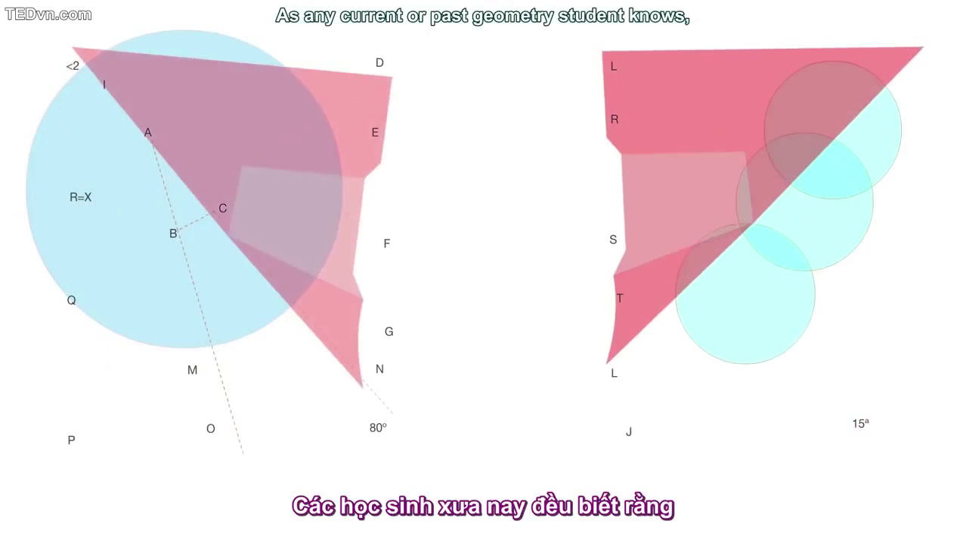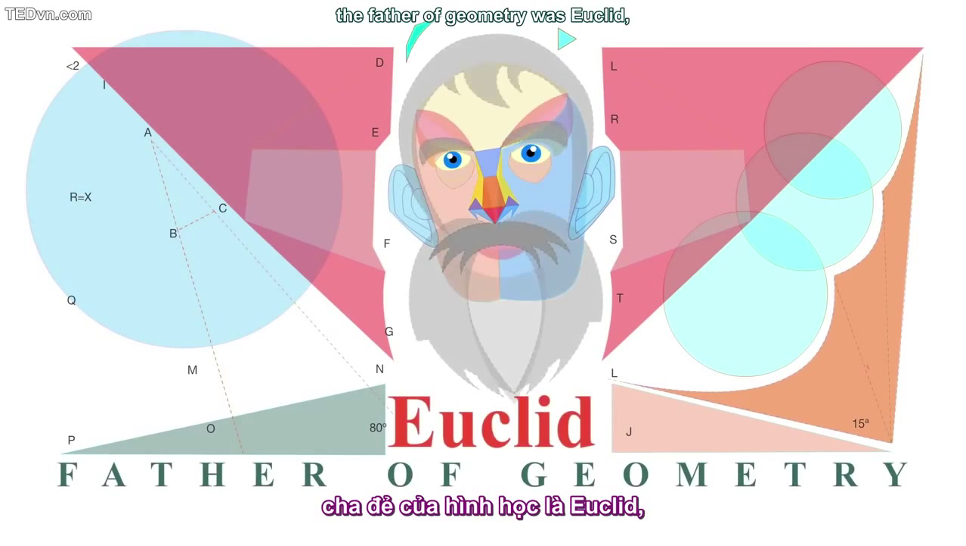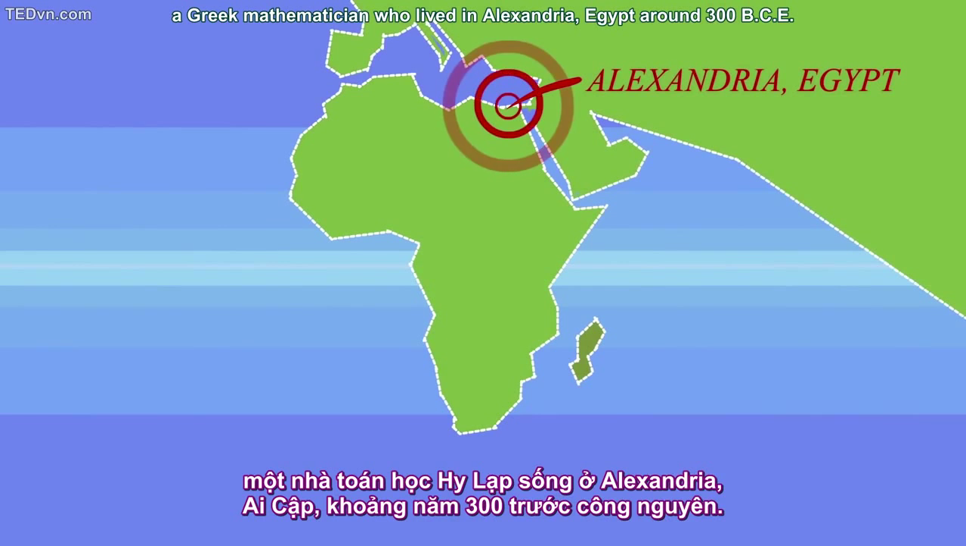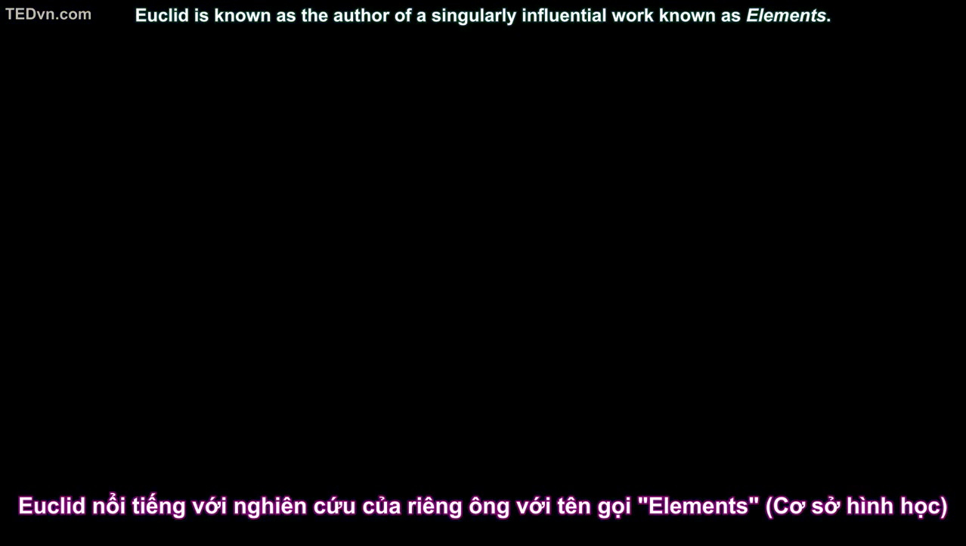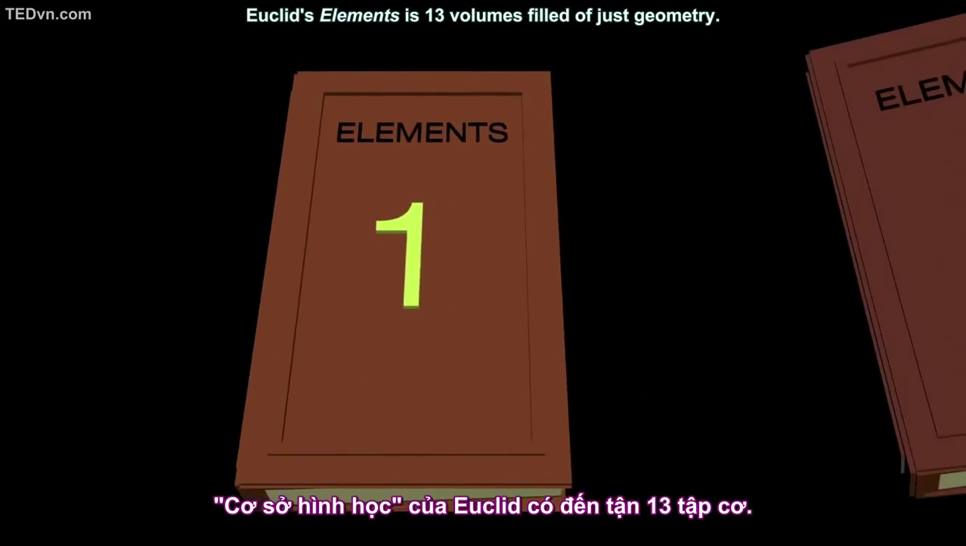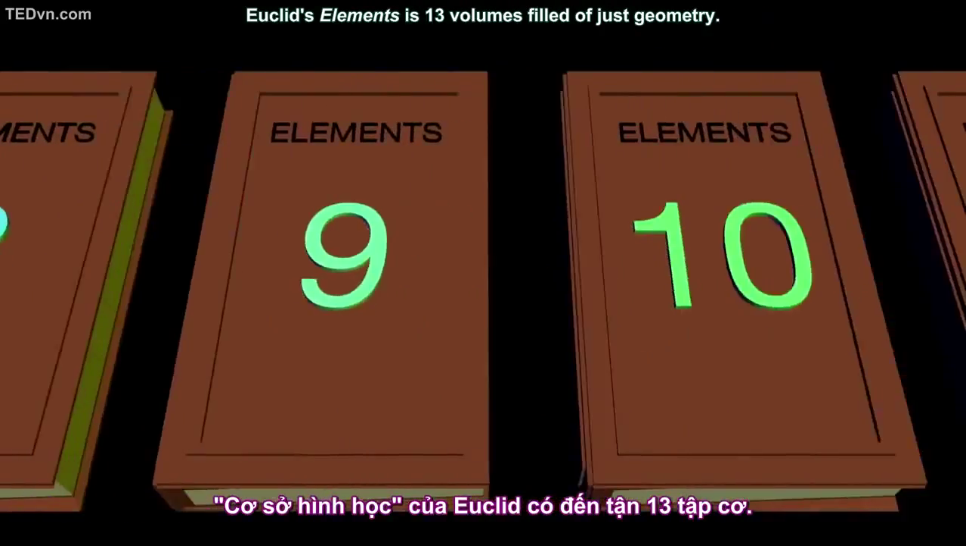As any current or past geometry student knows, the father of geometry was Euclid, a Greek mathematician who lived in Alexandria, Egypt around 300 BCE. Euclid is known as the author of a singularly influential work known as Elements. You think your math book is long? Euclid's Elements is 13 volumes full of just geometry.